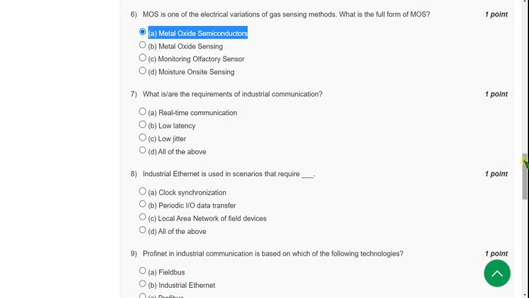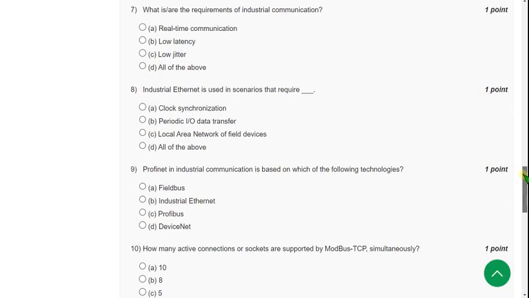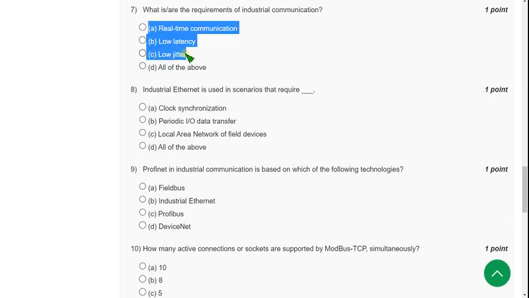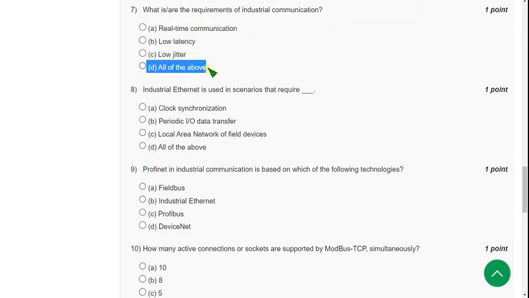Moving on to the seventh one, which is or are the requirements of industrial communication? For the seventh question, the answer is all of the above. So mark option D.